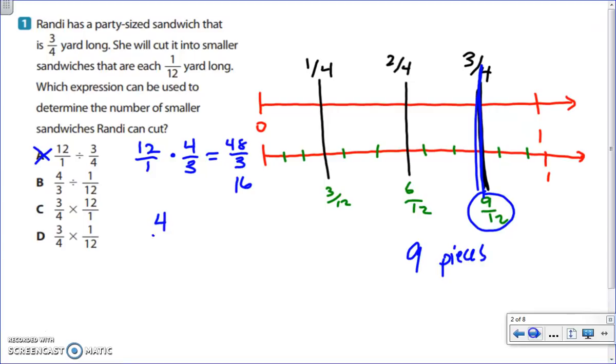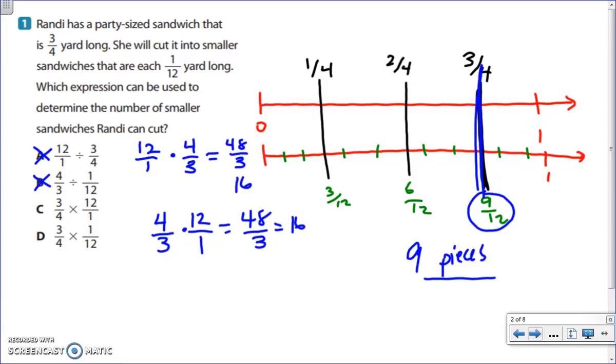We can do 4/3 divided by 1/12, which is really 4/3, keep. Change the division to multiplication and flip the second fraction, 12/1. And again, we get 48/3. I don't think that's a good choice because I know there should be 9 pieces. So I don't think B is a good choice.